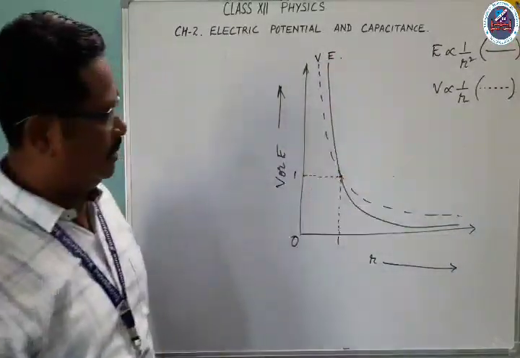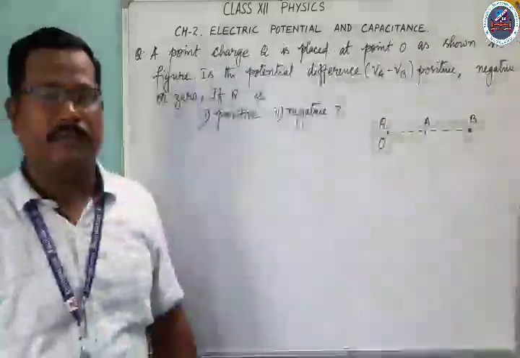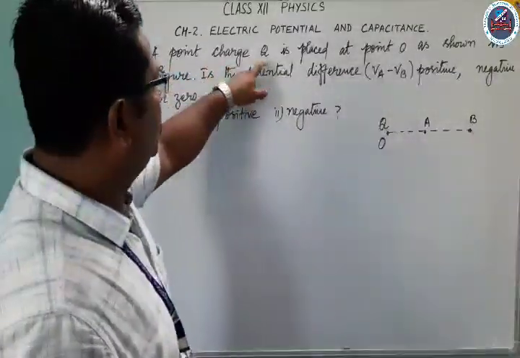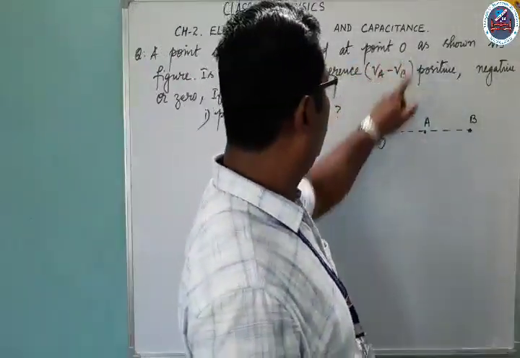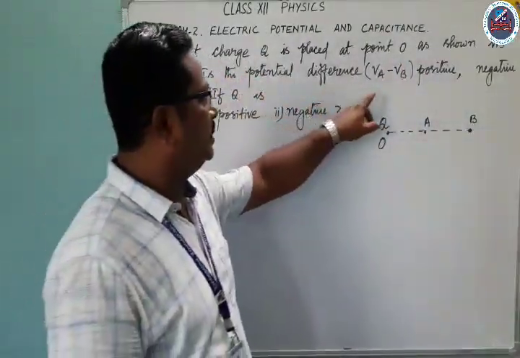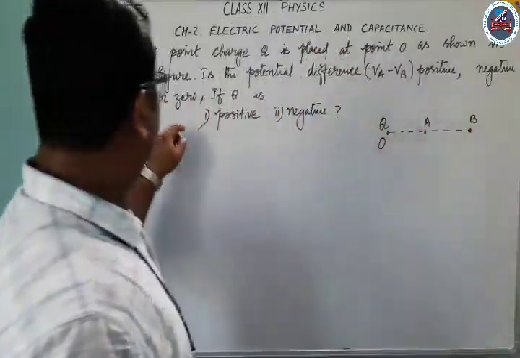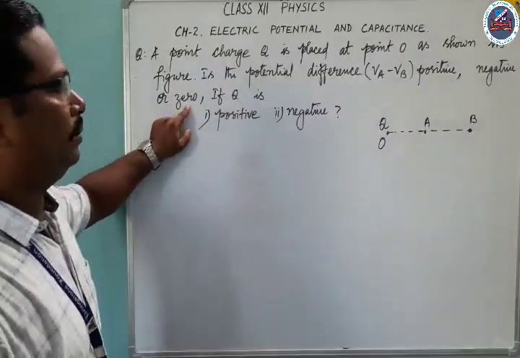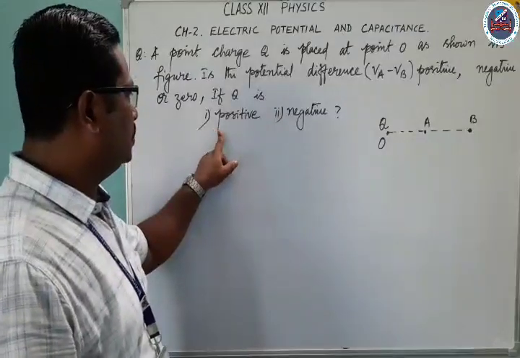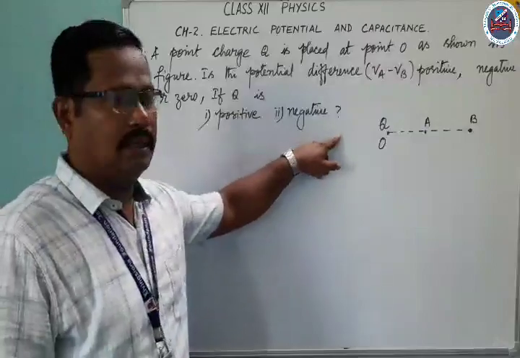Graphically, if you represent, sometimes one more question for example purpose is necessary. Let us do one numerical. A point charge Q is placed at point O, you can see here in the diagram. Is the potential difference VA minus VB positive, negative, or 0? This is the question. If Q is suppose positive, and the second question is when Q is negative.